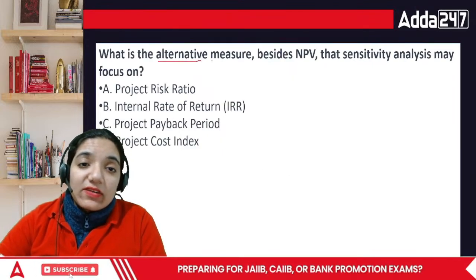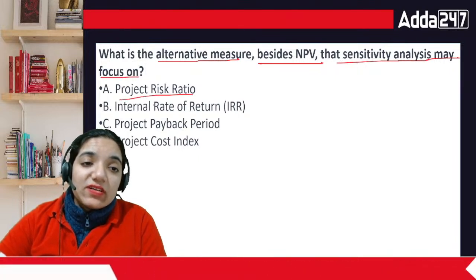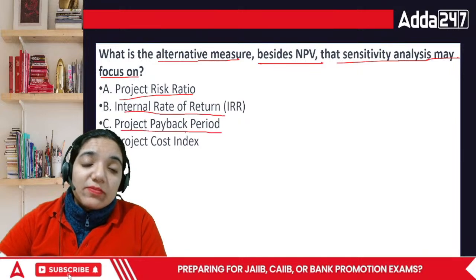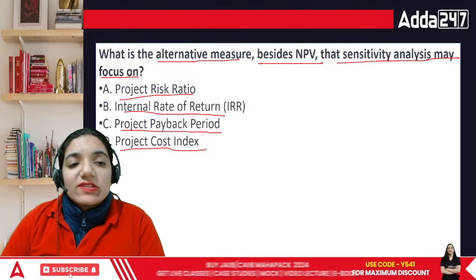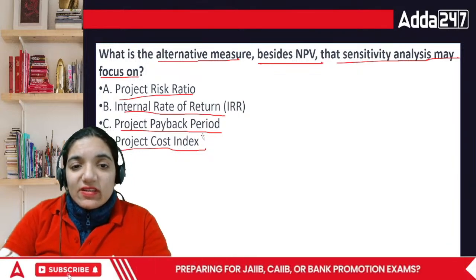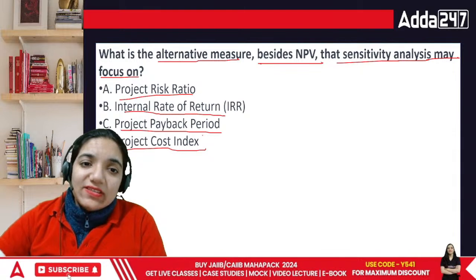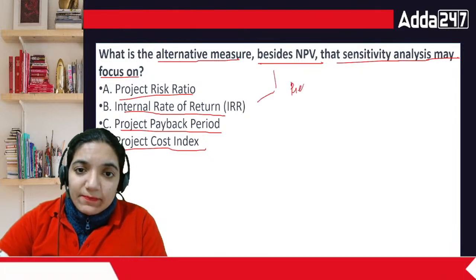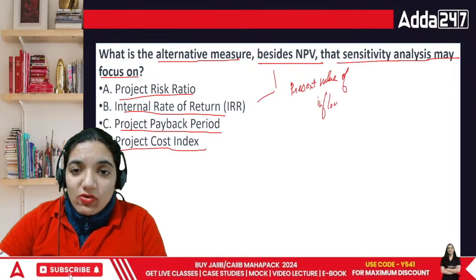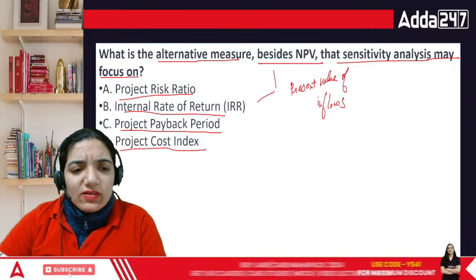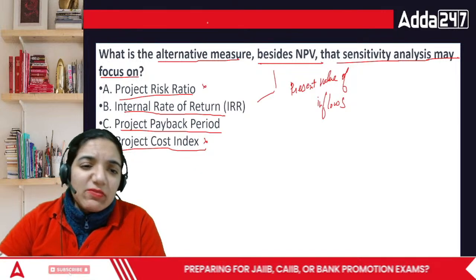What is the alternative measure besides NPV that sensitivity analysis may focus on? Project risk ratio, internal rate of return, projected payback period, or project cost index? Other than NPV, everyone, what is the other method that can be used? You know, IRR is, NPV and IRR are siblings. Both these methods use present value of inflows. Project cost index, no, this is not the one that uses it. Project risk ratio, no, none of them is actually related to this area.